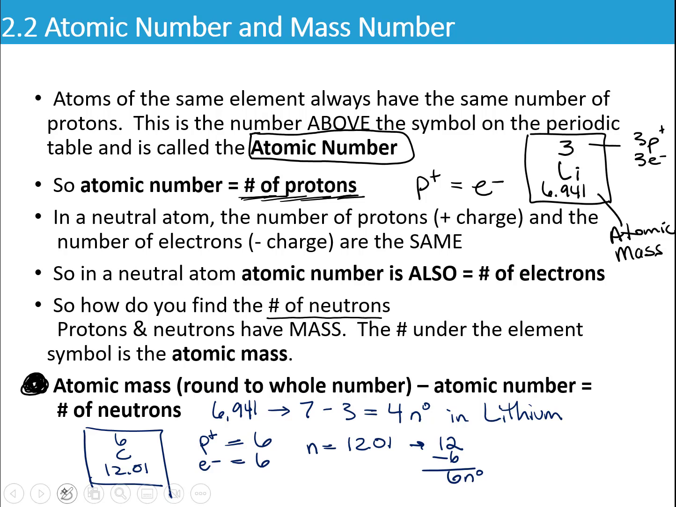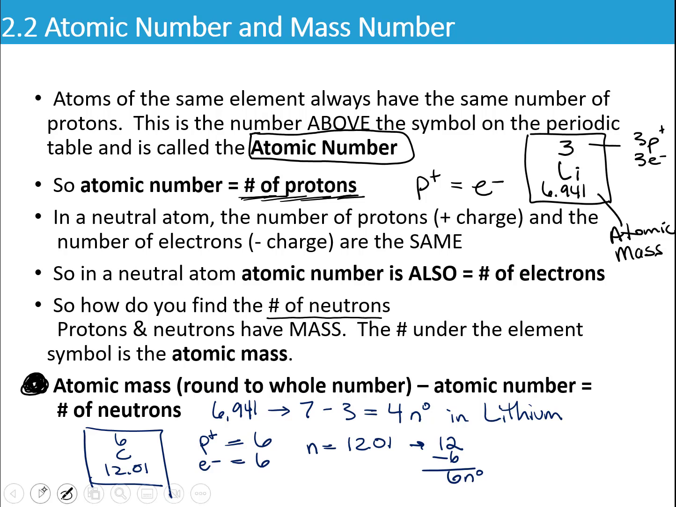Is the symbol for neutrons a little circle? That's the little n. Remember, they use a little 0 to show it has no charge. Okay. P is plus, e is negative, n will have a little 0, just as a way of denoting that it has no charge.